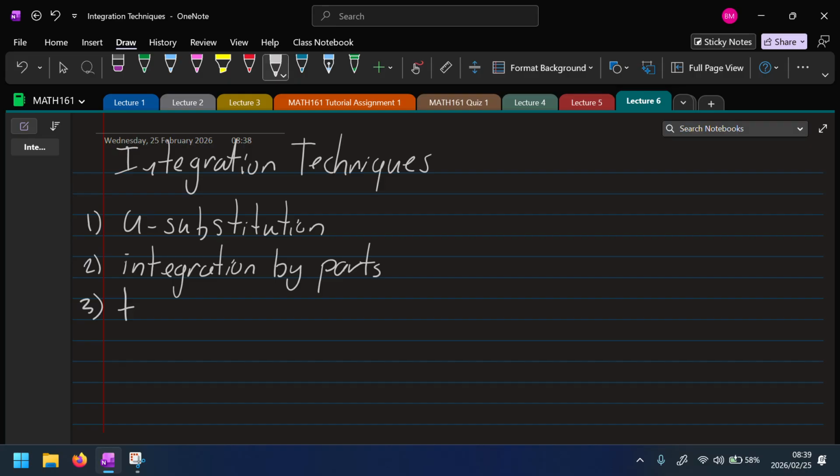Okay, so today we're going to go through another integration technique, trigonometric substitution. Next week, we're going to do hyperbolic trigonometric substitution. And then the last integration technique will be partial fraction decomposition. Okay, so then that will be it for the integration techniques. Then we're going to be looking at the applications of integration for the remainder of the semester.